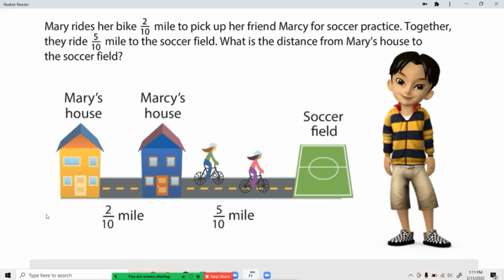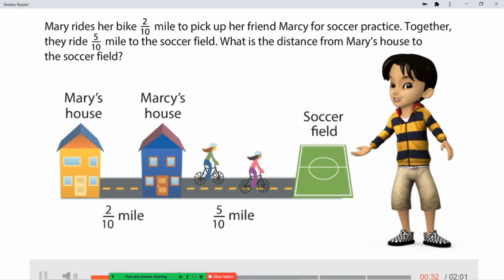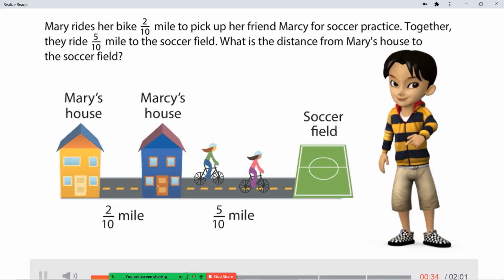So here, let's stop and think. The total distance from Mary's house to the soccer field means we have to start back here, not where she picked up her friend. So first she rode 2/10 of a mile on her own, and then she rode an additional 5/10. So in order to find the total distance, we need to add those two parts together to find how far she had to ride. What could help us figure this out? Let's keep going.